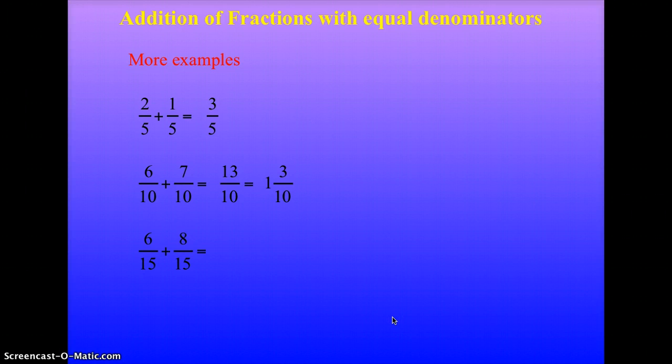All right, go ahead and solve this one. 6/15 plus 8/15. Pause it and solve it. And good job, you get 14/15. All right, adding mixed numbers is no different than adding regular fractions. You just have whole numbers in the front. So let's look at some examples of this one. Go ahead and solve 3 1/5 plus 2 3/5.